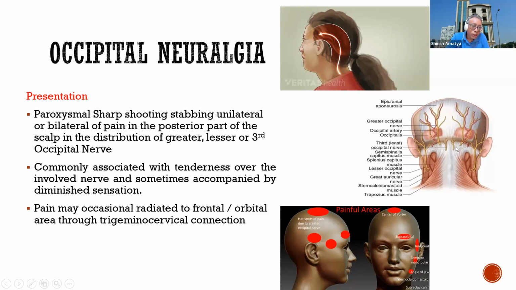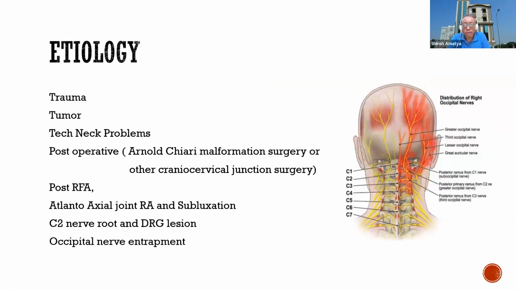In the middle picture, you can see all three nerves: the third occipital nerve most medially, followed by the greater occipital nerve slightly laterally, and most lateral are the lesser occipital nerve and the greater auricular nerve. Sometimes these nerves can get impinged and cause a severe, sharp, shooting headache. We can mistake this for migraine, and there can be difficulty in treating the condition.